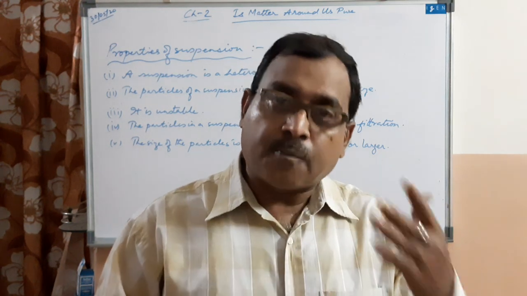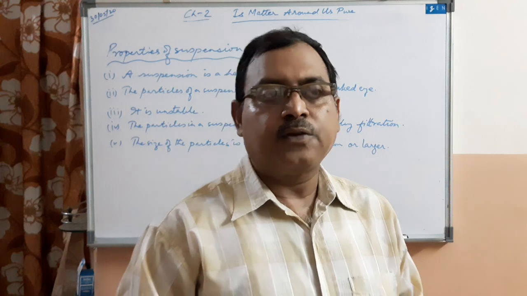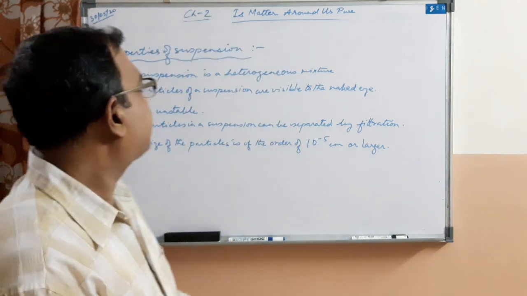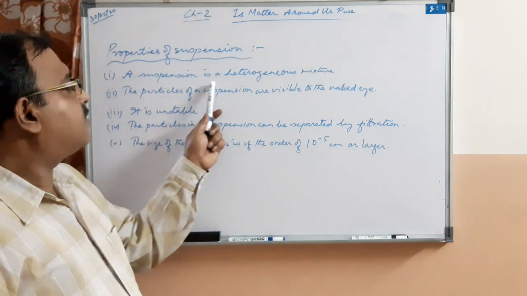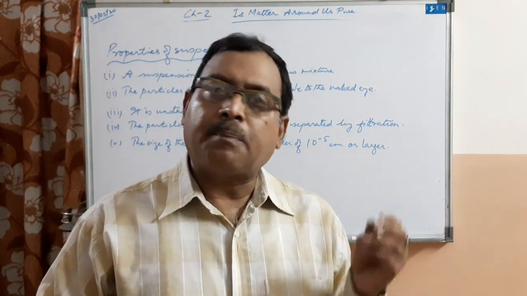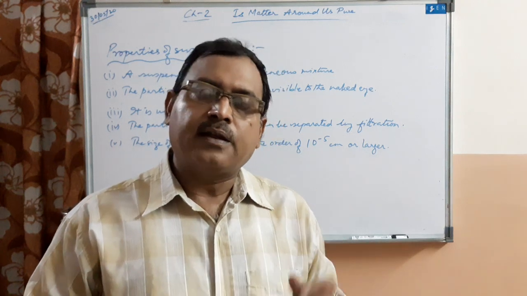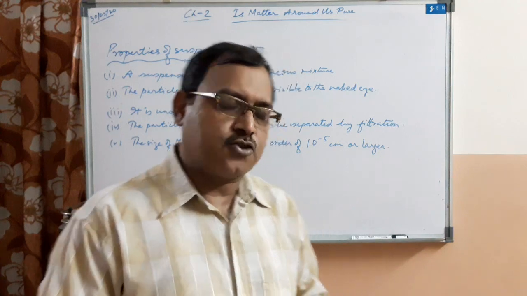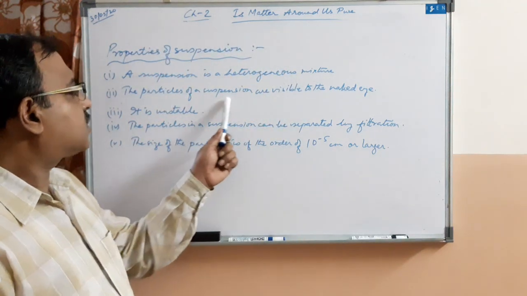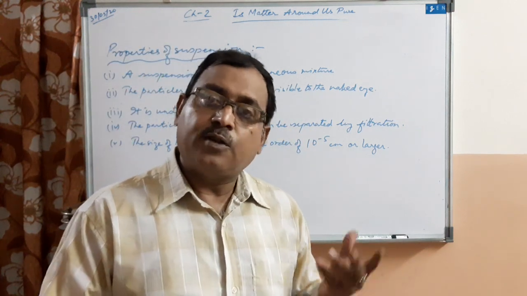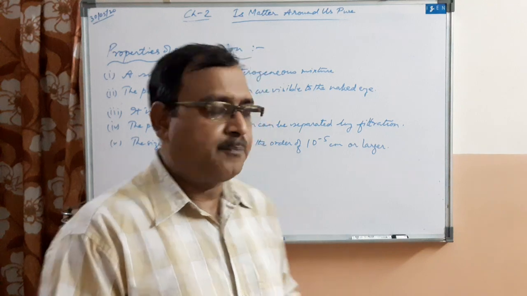So, if we go through the properties of suspension, it will become easier for you to understand. So, let us go through the properties. First property, a suspension is a heterogeneous mixture, means you can easily identify the particles by your naked eye. It will remain suspended throughout the entire mass of the suspension. Second, the particles of a suspension are visible to the naked eye. Naturally, I told you, you can see them even with your naked eye. Not even a microscope is required.